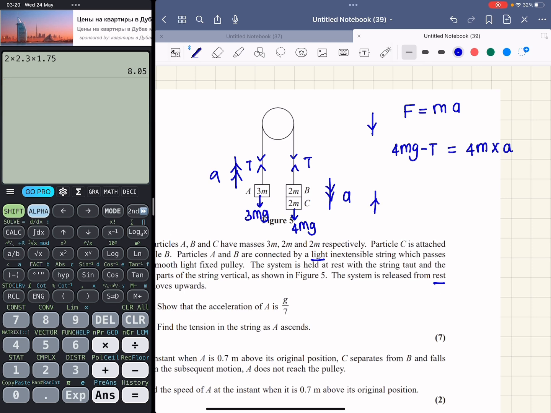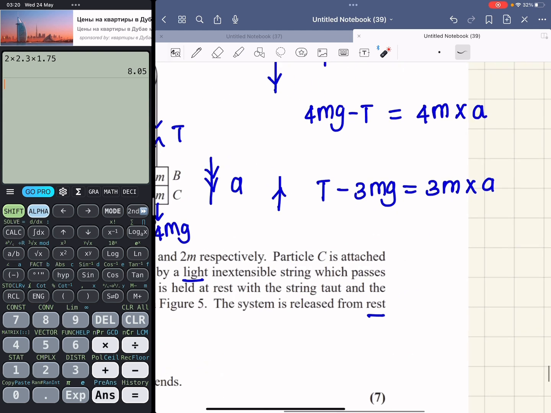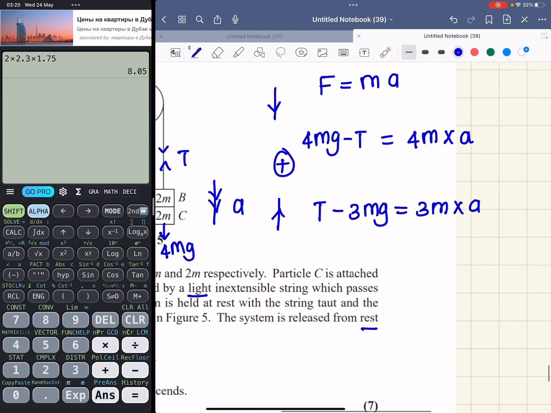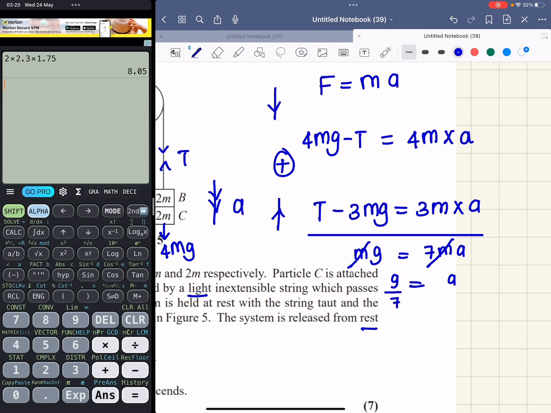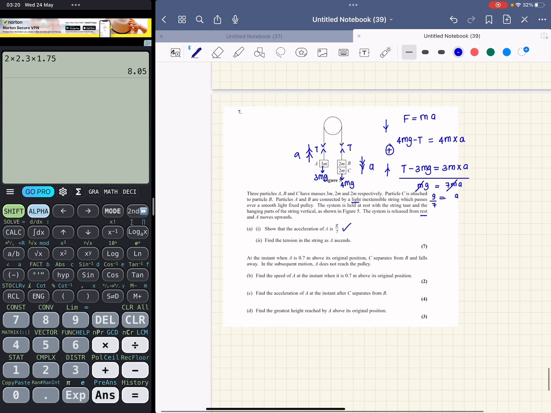The other one is the other side. So tension minus 3mg is equal to 3ma, because this object is moving up, so tension is bigger than the 3mg. I'm going to add these two. When I add these two, T and T cancel. 4mg take away 3mg is mg, which is equal to 7ma. m cancels on both sides. Acceleration is equal to g over 7, which is what we need to prove.